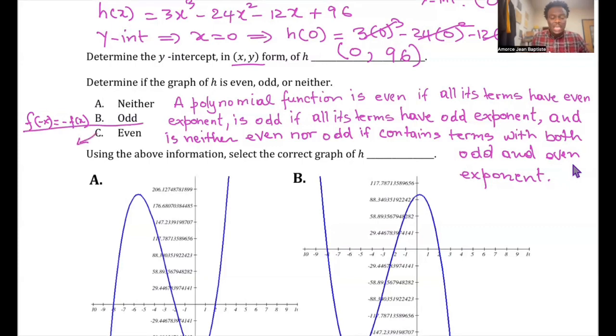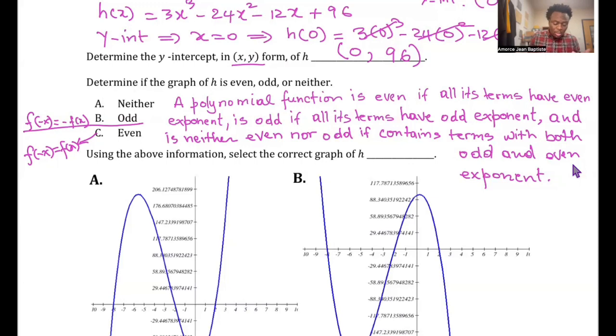The function will be even when multiplying negative x by -1 does not affect f of x. So that means f of negative x is the same as f of x. So the y value of negative x is the same as the y value for positive x. Negative x and positive x have the same output. That's when you would say the function is even.